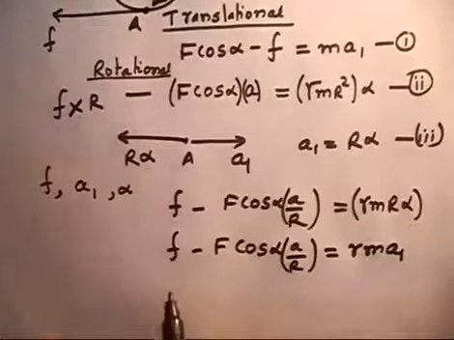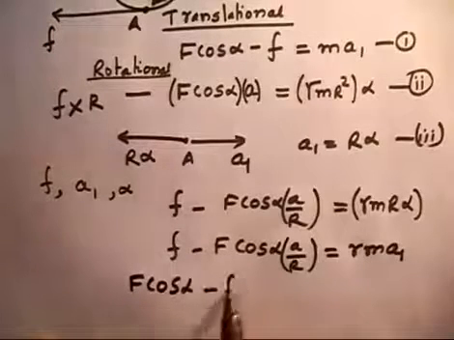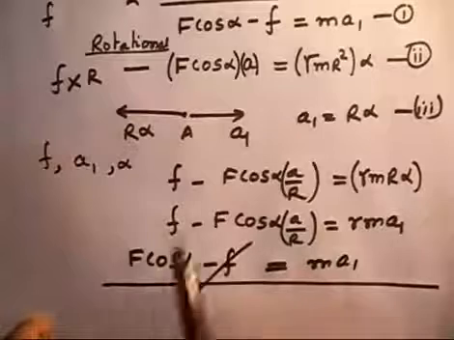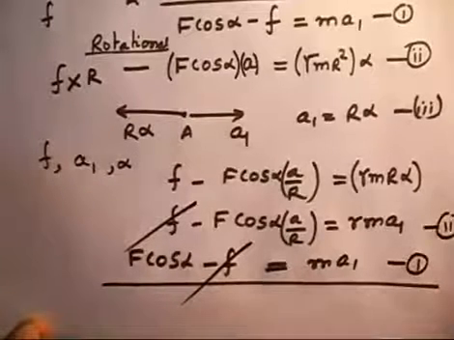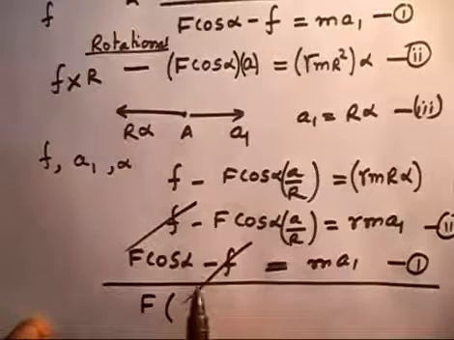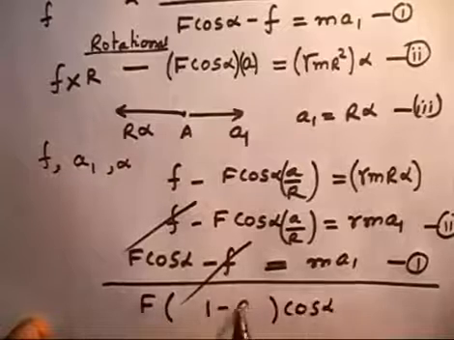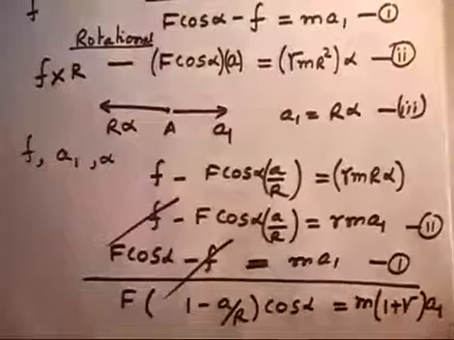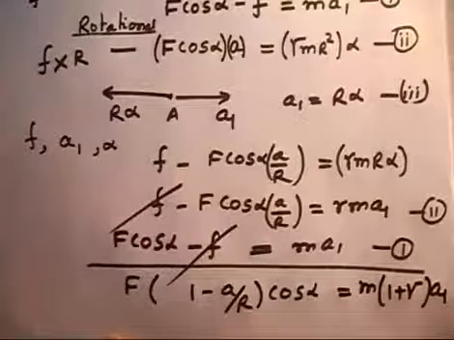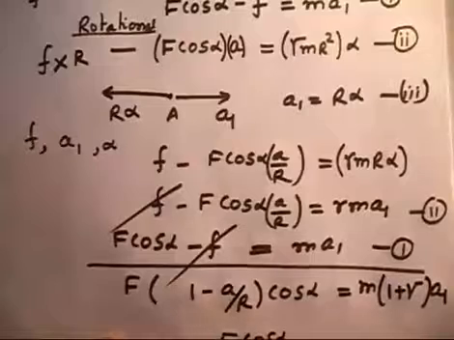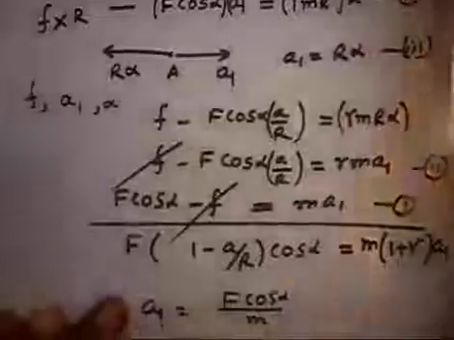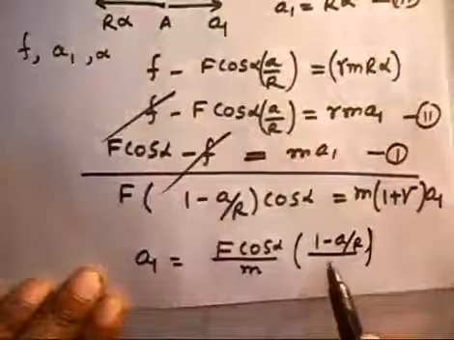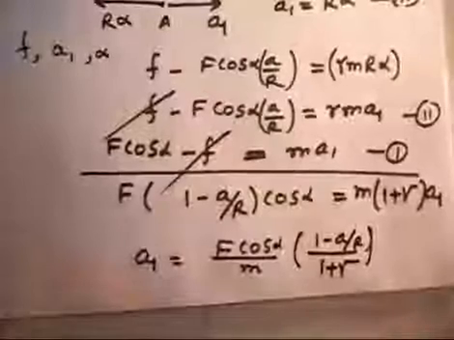Now, if I add equation 1, that is F cos alpha minus F is equal to MA1, if I add these two equations, what will we get? F cancels out. So this is equation 1, this is equation 2 in a new form. If I take F common, cos alpha is also common. So 1 minus a by R is equal to, if I take m common, 1 plus gamma into A1. So from here I can write A1 is nothing but F cos alpha by m into 1 minus a by R divided by 1 plus gamma. This we will get. Let us just copy this one.